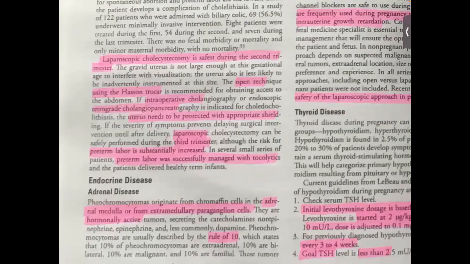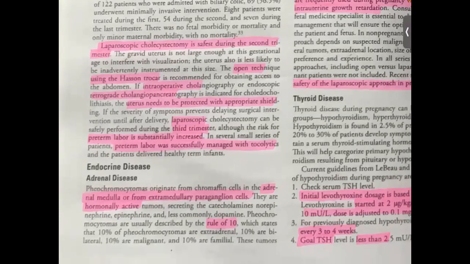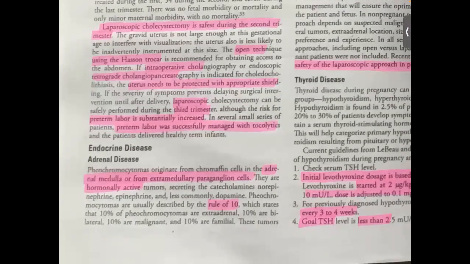So till now we saw open or closed, anything can be done, but here they are specifically mentioning open technique using Hassan's trocar is recommended. So intraoperative cholangiogram or endoscopic retrograde cholangiopancreatography is indicated for choledocholithiasis. Uterus needs to be protected with appropriate shield. Okay. So shielding has to be done, and then we can do this intraoperative cholangiogram and all.